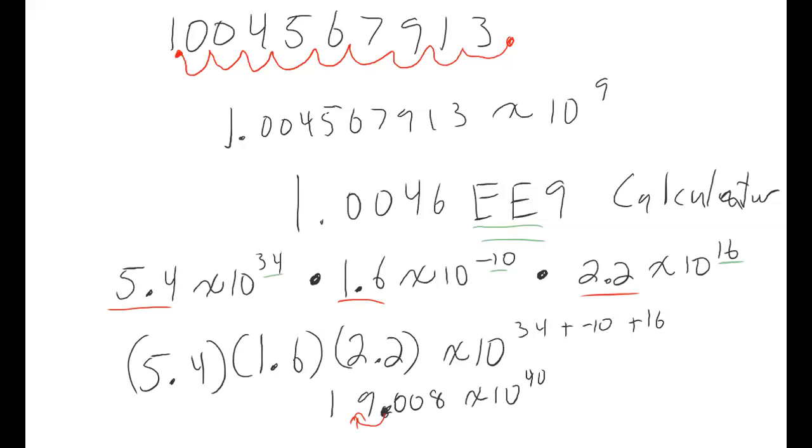19 is a bigger number. And since I'm going to make it look like a smaller number, I then have to add 1 to move it to the right one. So the answer is 1.9008 times 10 to the 41.